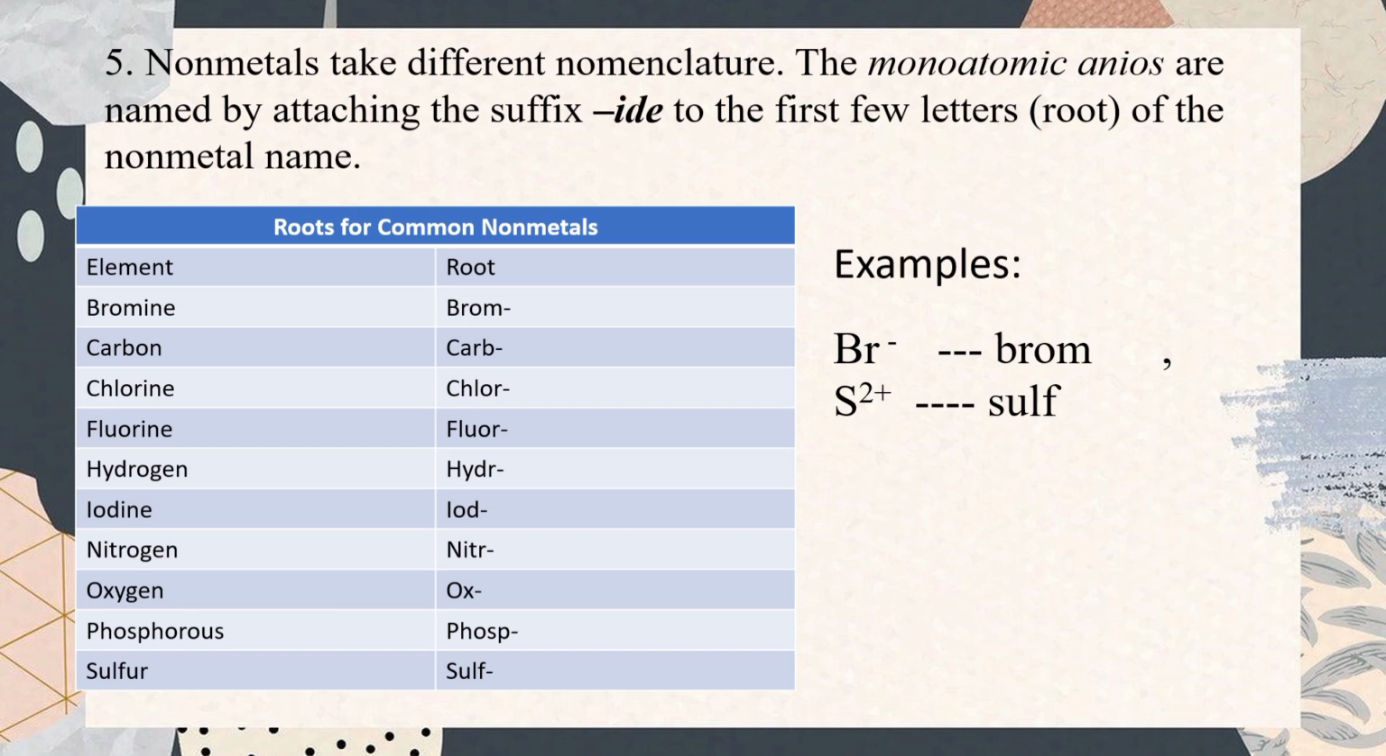Bromine with a -1 charge. So if we add the suffix ide to the root of bromine, which is brom, it will become bromide. How about for sulfur? Sulfide.